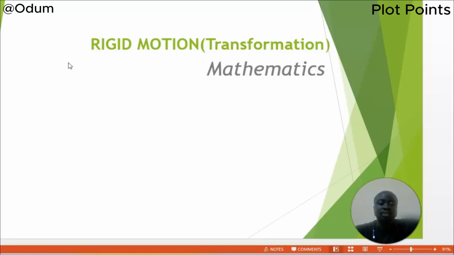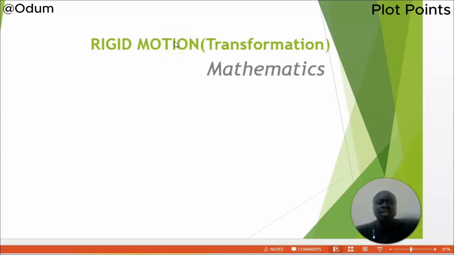In this tutorial, we are going to look at rigid motion, popularly known as transformation. In this topic, we are going to look at how to transform points using the various transformations. So we'll talk about rotation, reflection, translation, and also enlargement or dilation.